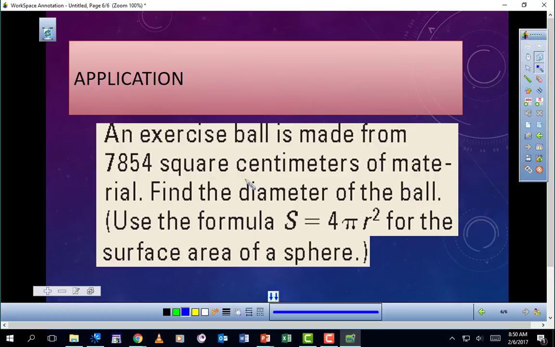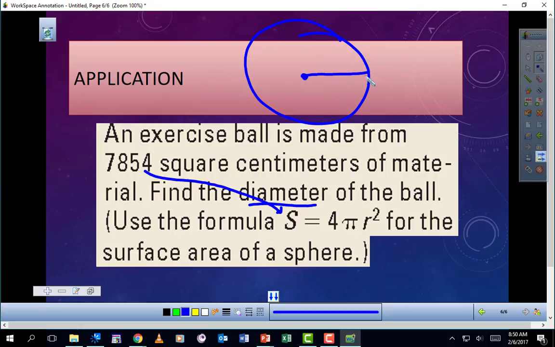Sometimes you have to solve equations. You have to solve surface area problems. Well, basically all you're going to do is put this number in here. That's your surface area, and then they want you to solve for the diameter. Remember, in a sphere or a circle, you have a radius that's halfway across a circle. If you go all the way across the circle, then that, of course, is your diameter. Okay? So basically what we need to do is solve for r and then double it.